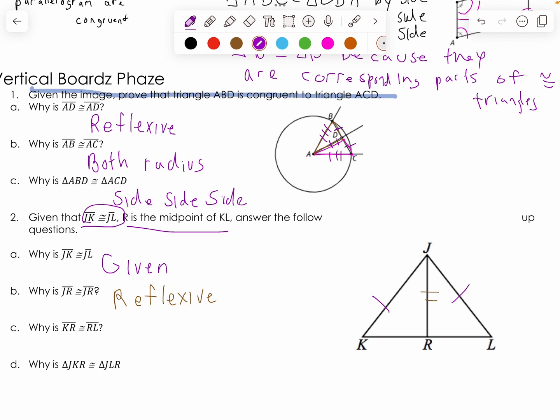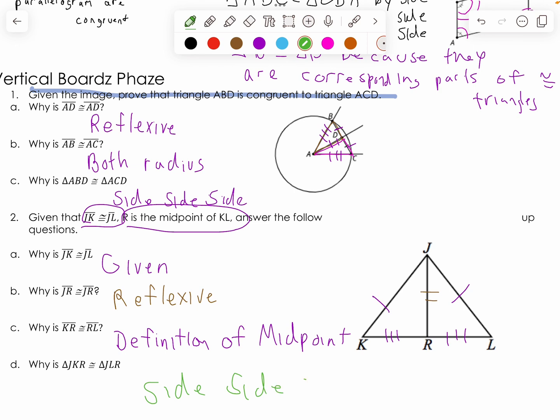And then more written information. R is the midpoint of KL. The midpoint makes two congruent segments, so why are those two parts congruent? Definition of midpoint. So the triangles are the same by side, side, side. Using side, side, side a lot today because that's the title of the notes.